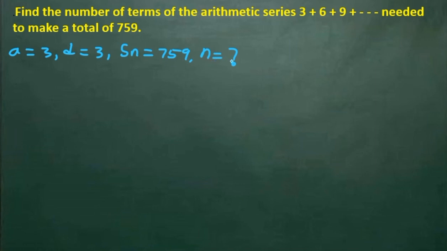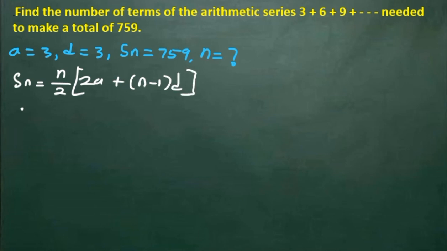So n represents the number of terms. When this series is summed, it will give us 759. So that's what we have to find. Now recall that Sn is given to be n divided by 2 times the bracket 2a plus n minus 1 times the common difference.